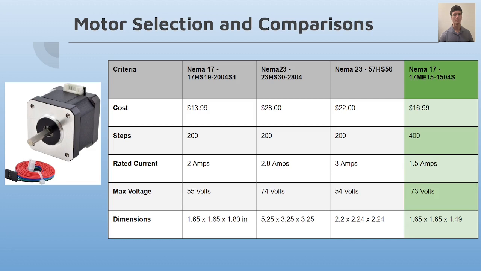While any of the motors would work for the design, we determined that the NEMA 17 17ME15 was the best for the project. The motor had the most steps compared to the other motors, and the max voltage was relatively high at 73 volts, resulting in a potential increase in voltage and current output than the other motors. With the potential to increase output and the cost being on the lower end of the $1699, the NEMA 17 17ME15 stepper motor was selected for the project.